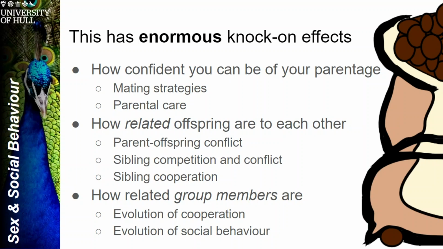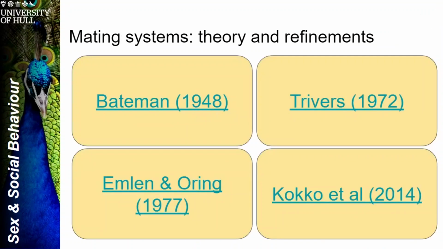Mating systems are fundamental to behavioural ecology. And we're going to go over in this lecture four critical papers, well, three really critical papers and one interesting review synthesis. Three milestone papers that you really, really need to know about. They are Bateman, 48, Trivers, 72, and Emlen and Oring, 77. Those are kind of a backbone of our thinking about mating systems right now.